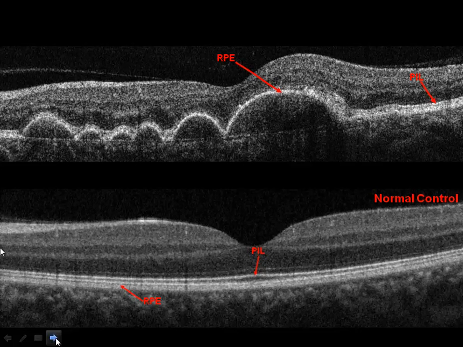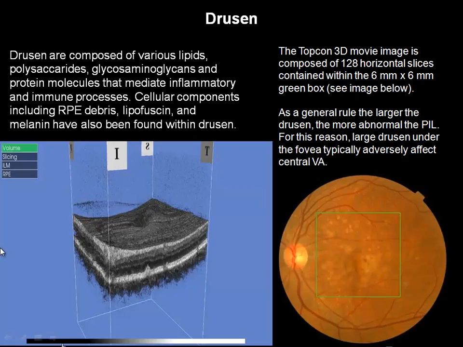As you get a larger and larger druse, the PIL above it becomes more and more attenuated as a general rule. And why is that not going forward? Let's try it one more time. There we go. Okay. This is actually a three-dimensional movie that we're not going to play.